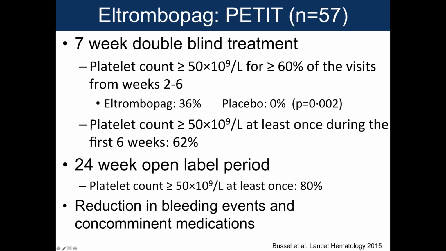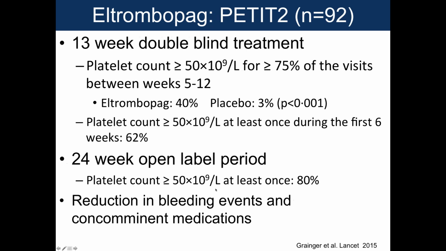A platelet count greater than 50,000 at least once during the first 6 weeks was seen in 62% of patients. And then they went on to do a 24-week open label period and again used a primary outcome of a platelet count over 50,000 at least once, and this was seen in 80% of patients. There was again a reduction in bleeding events as well as the need for concomitant medications.